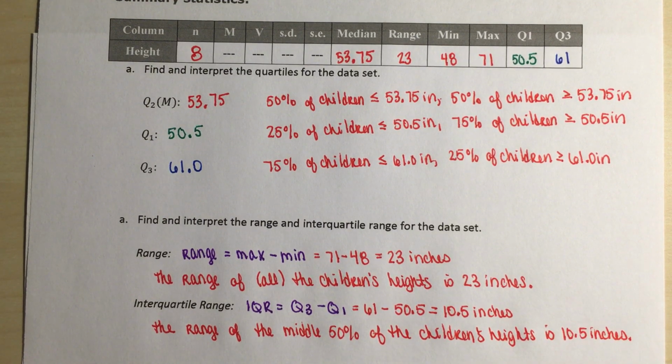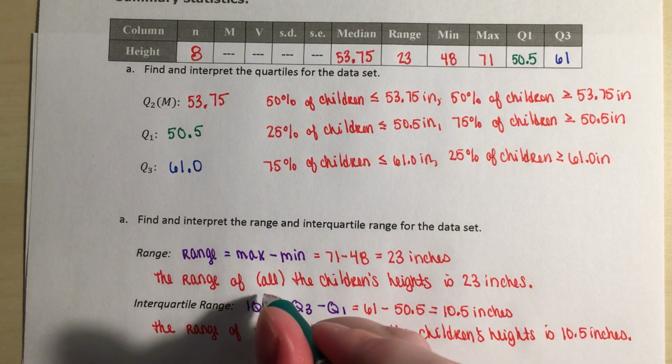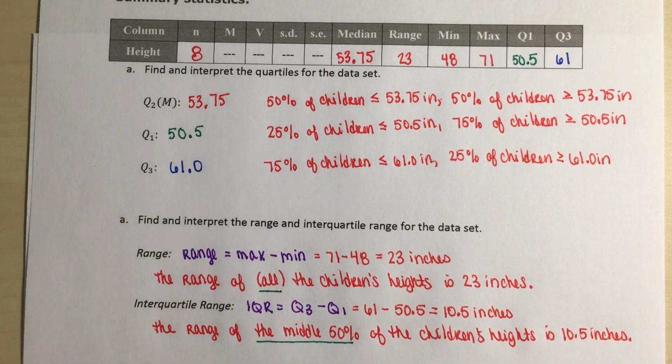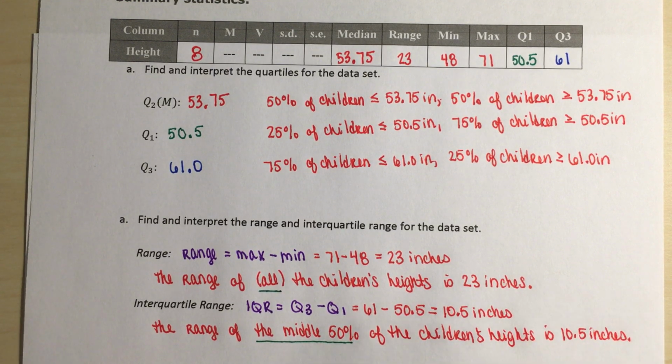Right, so again, the big difference is here. The range tells us all. Our interquartile range, again, we're thinking the middle 50%. Right, so both different ways of talking about variability. Again, everything that we're looking at in this section, we're thinking about using our median and our interquartile range, or IQR, especially for skewed data sets.